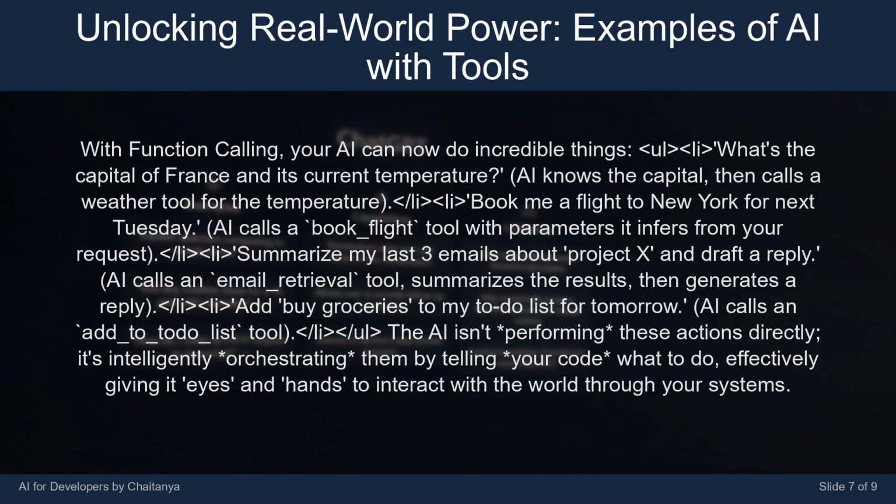Or, add buy groceries to my to-do list for tomorrow. AI calls an add_to_todo_list tool. The AI isn't performing these actions directly. It's intelligently orchestrating them by telling your code what to do, effectively giving it eyes and hands to interact with the world through your systems.